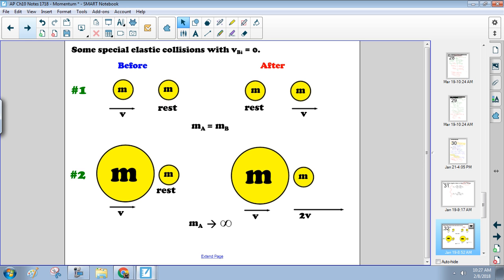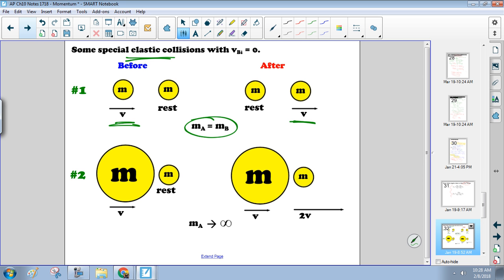If you've got two objects that have equal masses, and one of them is initially at rest, if the collision is elastic, then the moving object will move into the stationary object, the moving object will stop, and the stationary object will begin moving at the same velocity that the other one began with. Like pool. Exactly like pool. So if you want to see it, it's this.